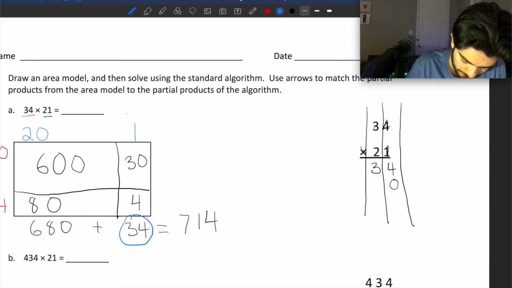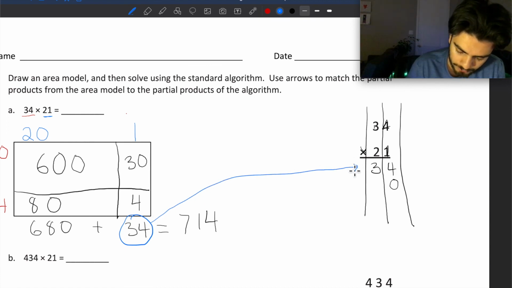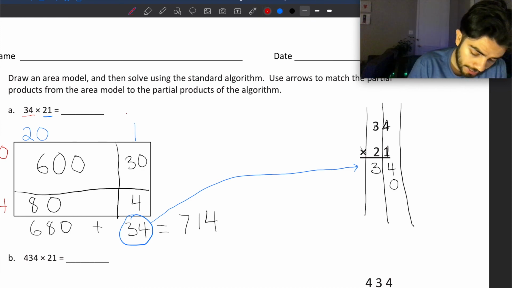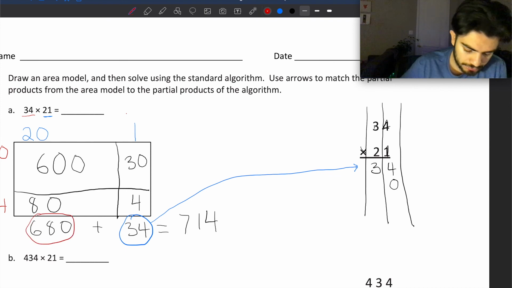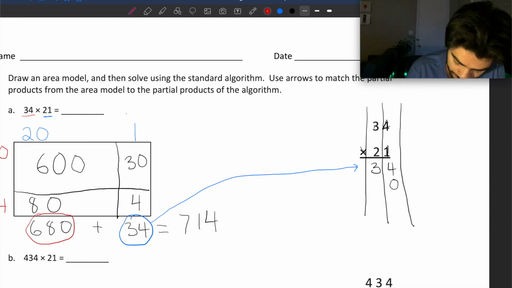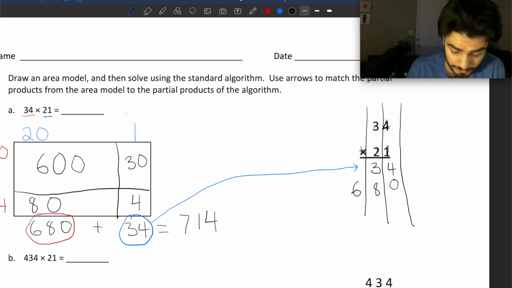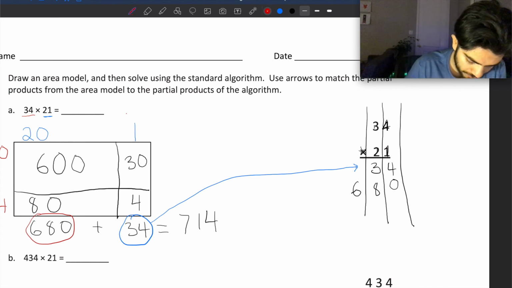This 34 is the same partial product that you got over here. I'm going to draw my arrow. And if we do this correctly, our partial product should match up over here. So it should give me 680. Let's see. I have 2 times 4 is equal to 8. Then I have 2 times 3, which is equal to 6. All right, great. So it does match up. Let me simply draw my arrows here.